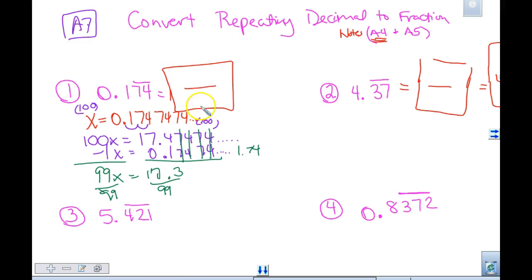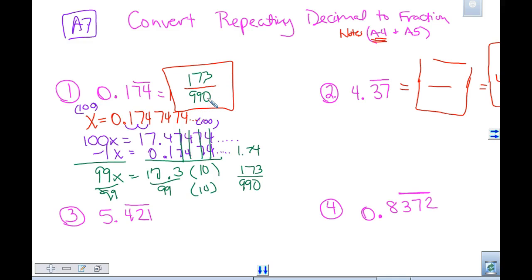But this is the answer I can't write up here. Someone want to raise your hand and tell me what do I have to do to finish it? I'm almost done. I'm so, so close. But I can't have 17.3. How can I get rid of this decimal? What could I multiply by? 10. Got it. 10. When I take 17.3 times 10, I end up with 173. And 99 times 10 gives us 990. And this is my year where I don't care if you simplify this, so you're just going to leave it like this. This is your answer, okay?